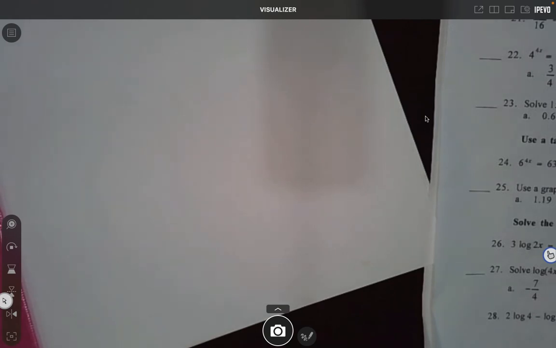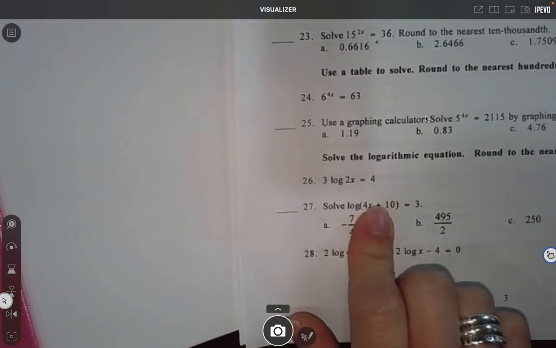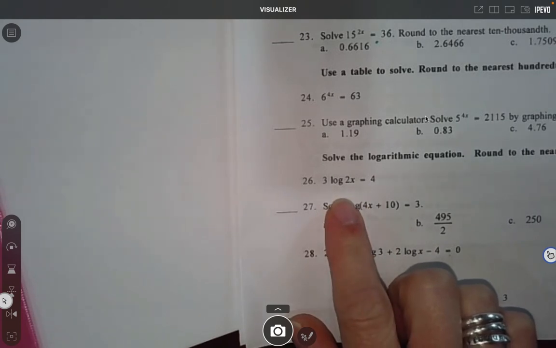Let's see. I said 25's not on there. Sorry, y'all. It takes me a second to find the problems. So it looks like I'll put one like 26.